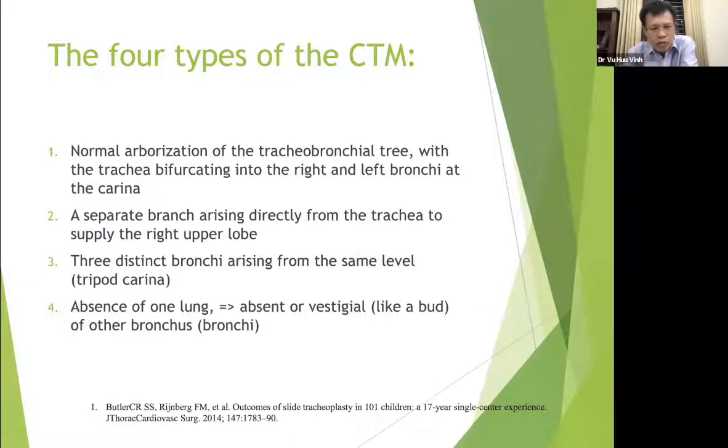But in the tracheobronchial tree, some part of it has stenosis. And the second is the tracheal bronchus, where the child has a separate branch arising directly from the trachea to supply the right upper lobe only. The remaining branching is normal. And type 3 is 3 distinct bronchi arising from the same level. We call it a tripod carina. And the fourth, type number 4, is absence of one lung, including absent or maybe vestigial, like a bud of the other bronchus or bronchi.